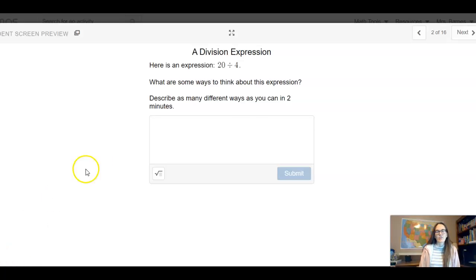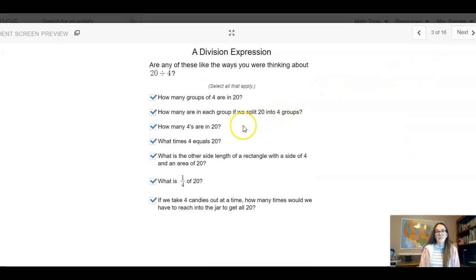The first lesson of our unit is having us think about the meanings of division. So the very first problem here is, what are some different ways we could think about 20 divided by 4? Now the next slide actually gives us a whole bunch of different ways we could think about it.